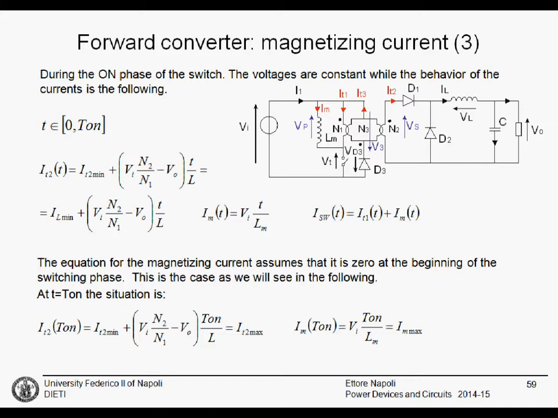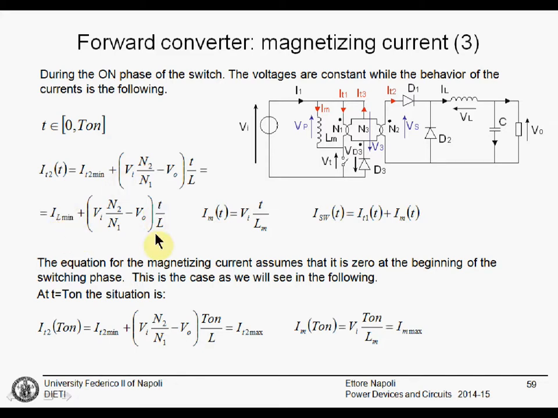This means that for the current we can write that we will start at t equals 0 from a minimum, that is IT2 minimum. And to this minimum component, we will add up a component that is proportional to the time and inversely proportional to the inductance, and is proportional to Vi multiplied N2 divided N1, that is the secondary voltage, minus the output voltage. Also written as a function of inductance current, like here.